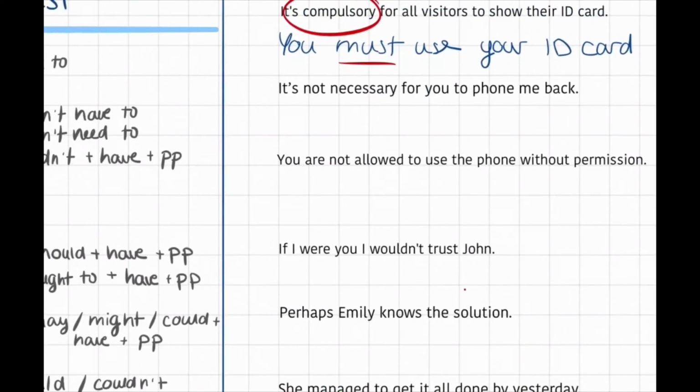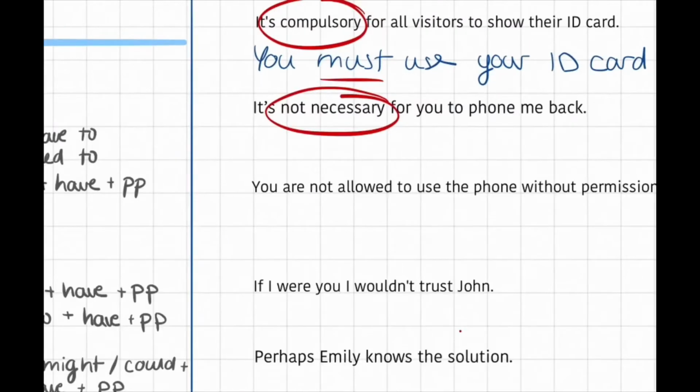Okay, so how can we apply this to a sentence in the rephrasing? Well, first the sentence: it's not necessary for you to phone me back. So, lack of obligation is expressed with it's not necessary. So we say, you don't have to phone me back. Or you needn't phone me back, or you don't need to phone me back.